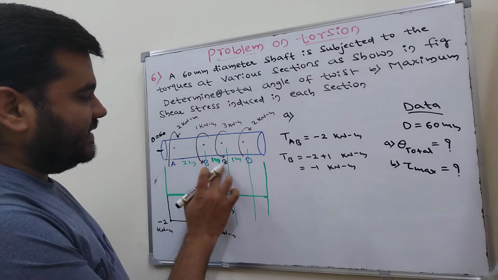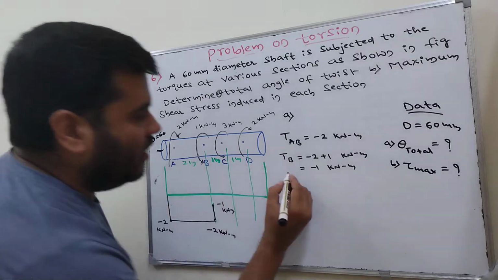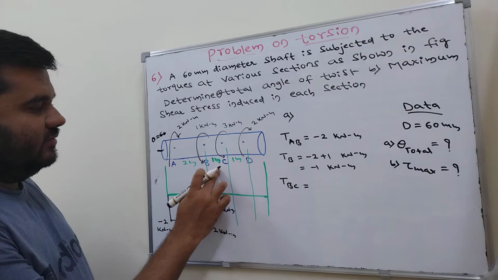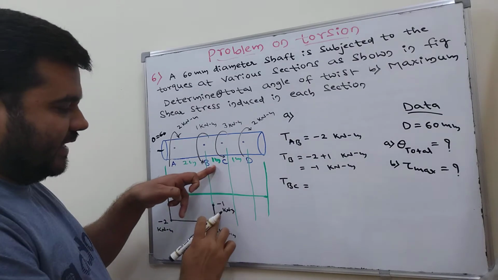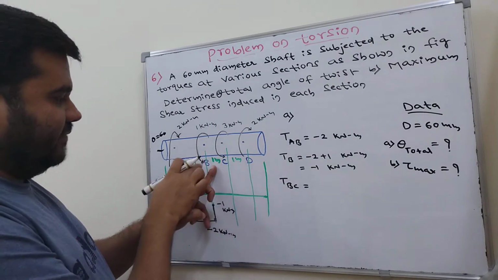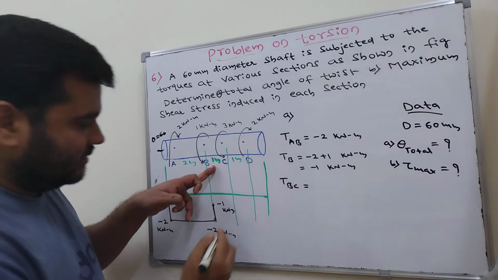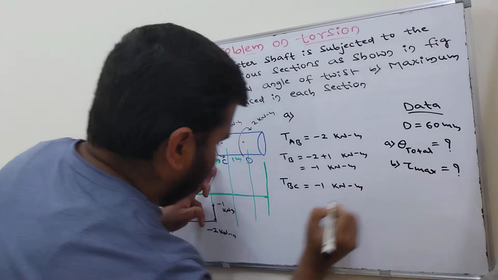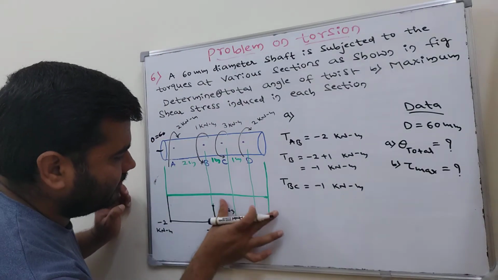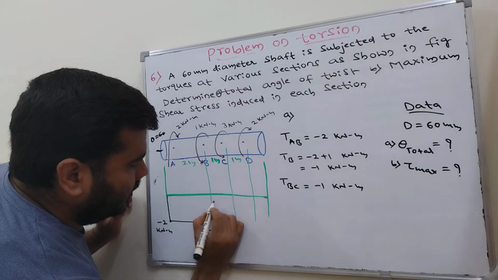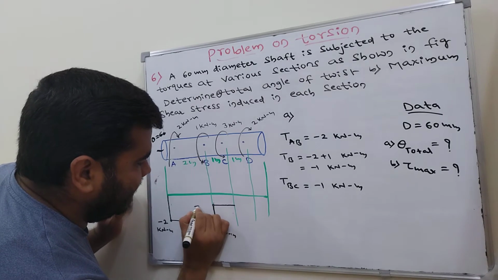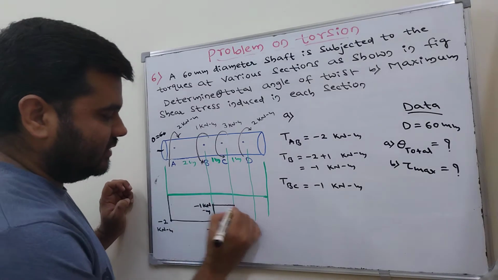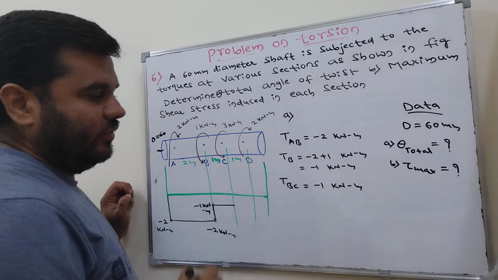Now go to the BC portion. Torque at BC portion. Up to BC it will be the same, because the same torque will be acting here. That is minus 1 kilonewton meter. So up to BC, the same. This is minus 1 kilonewton meter. Here also the same, minus 1 kilonewton meter.